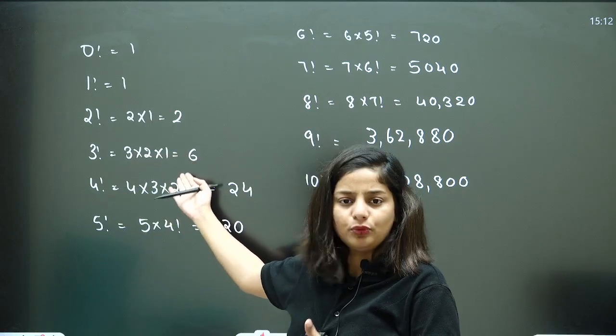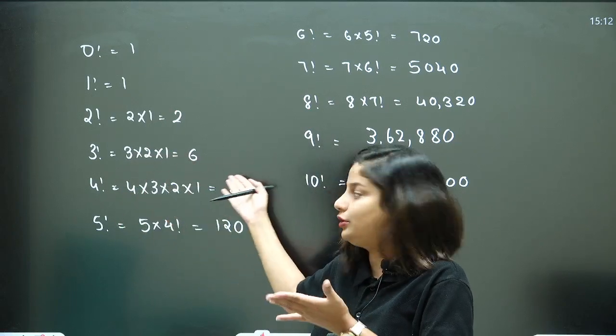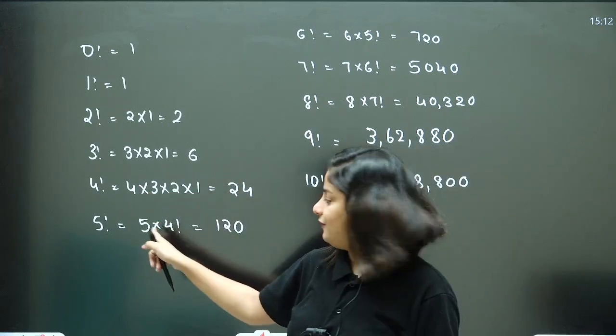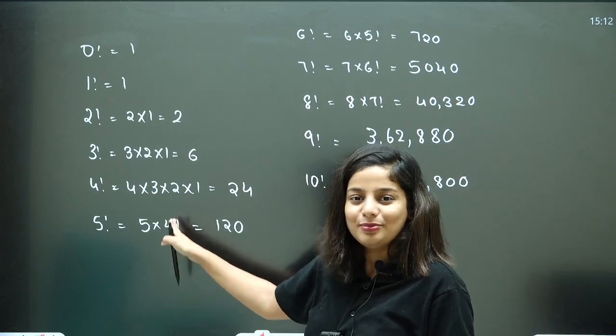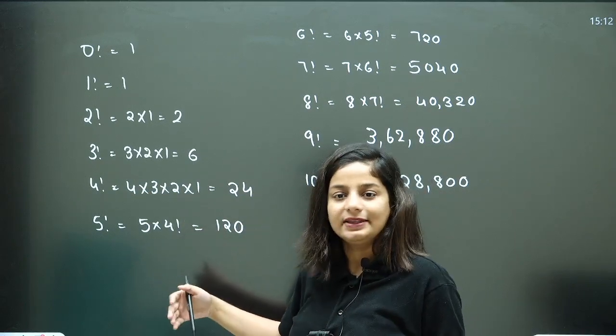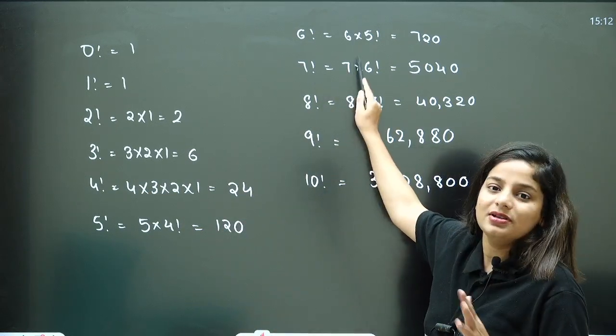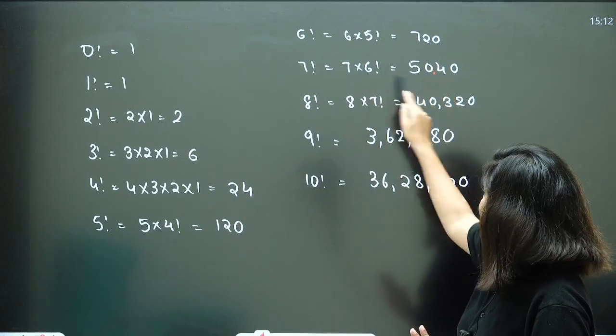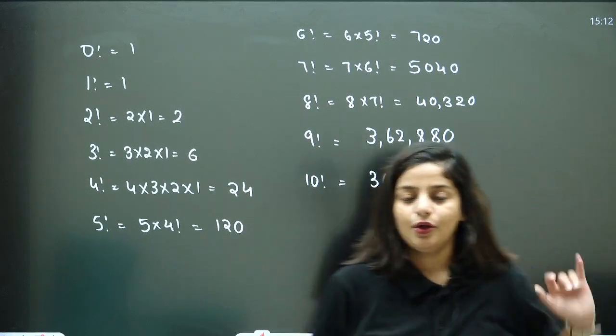3 factorial is 3 into 2 into 1, 4 factorial is 4 into 3 into 2 into 1, 5 factorial is 5 into 4 into 3 into 2 into 1. Can I write 5 factorial as 5 into 4 factorial? Yes, because when you open this, it is one and the same. Similarly, 7 factorial is 7 into the previous factorial.